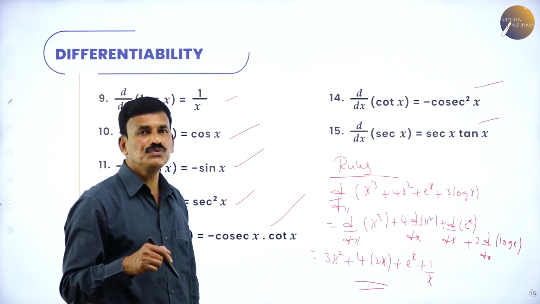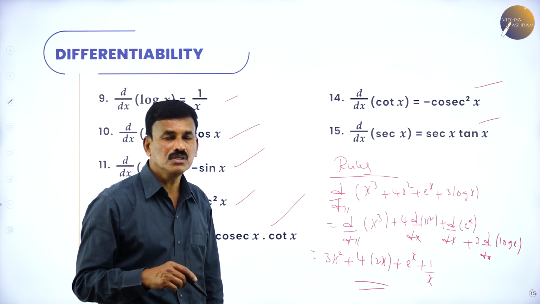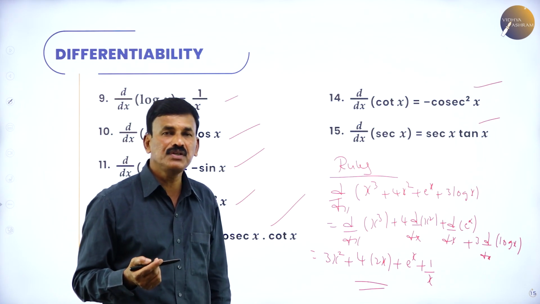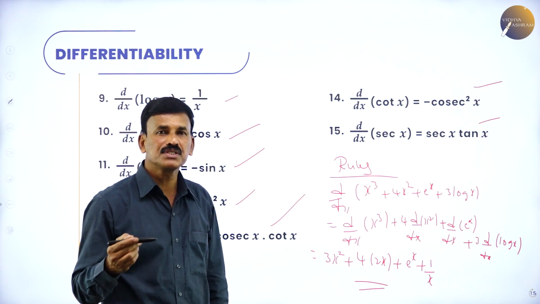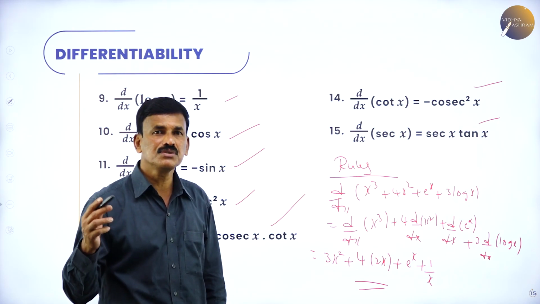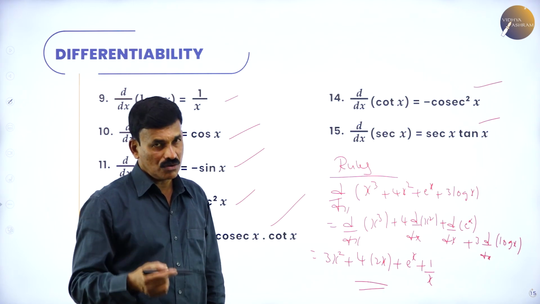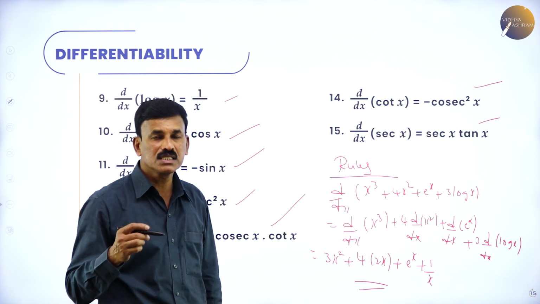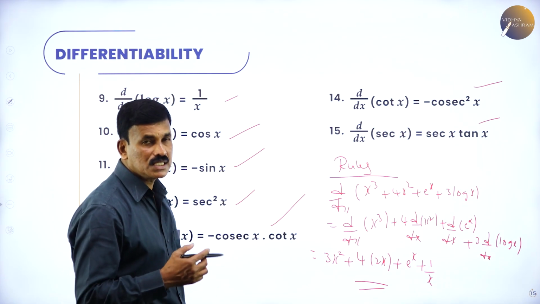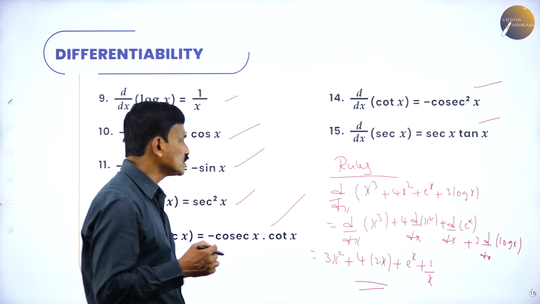d by dx of uv is equal to u into dv by dx plus v into du by dx, that is the product rule. And derivative of u by v, the quotient rule, is denominator into differentiation of numerator minus numerator into differentiation of denominator, divided by denominator square. Now, all these you might have studied in your first PUC itself. Here in second PUC, it starts from function of a function, that is composite function.